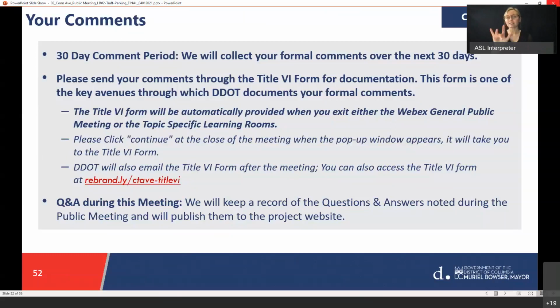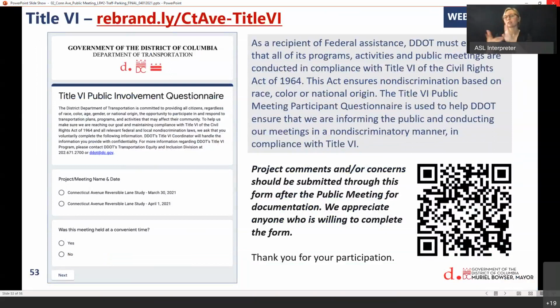When the pop-up window appears, it will take you to the Title VI form. DDOT will also email the Title VI form to you after the meeting, and you can access the Title VI form at the link shown in red. We will keep a record of the questions and answers noted during the public meeting, and we will publish them to the project website. This shows you an example of the Title VI form, and you can see the link is in red. And on the right side of the screen, you can see a QR code. If you scan your phone over that QR code, you'll be able to access the Title VI form as well.